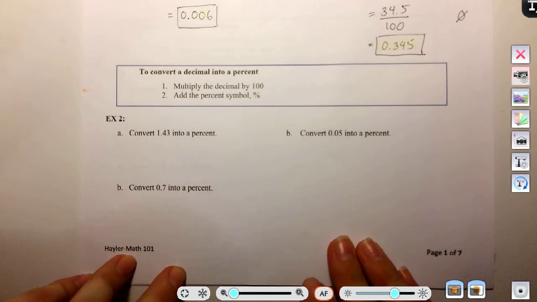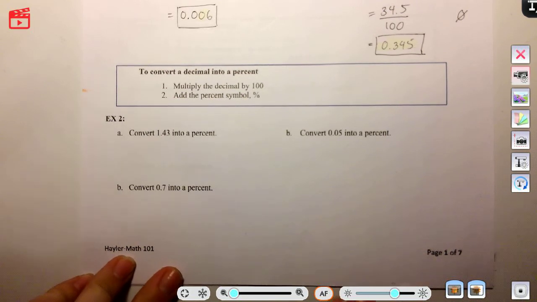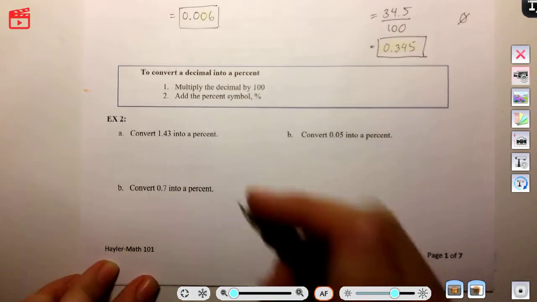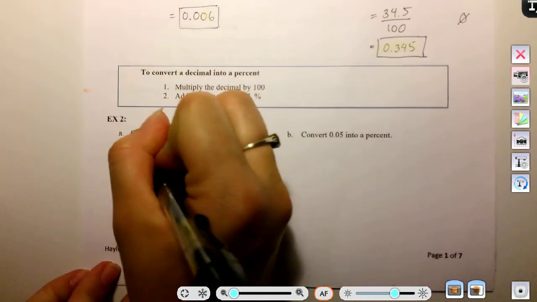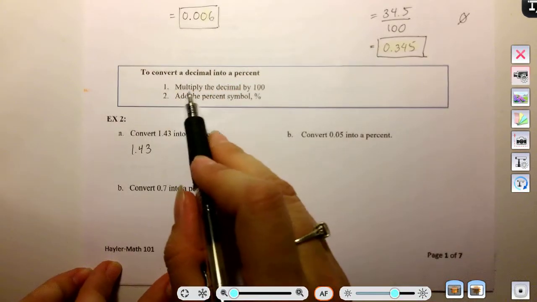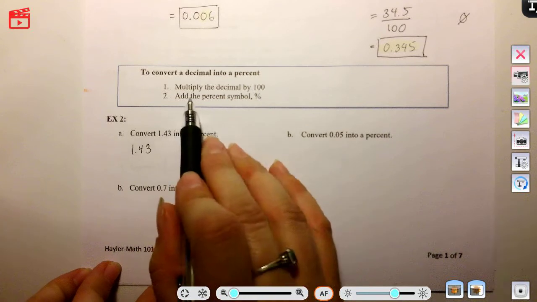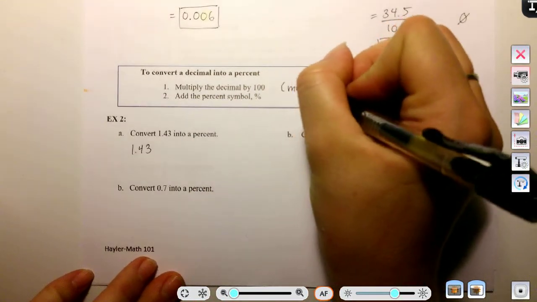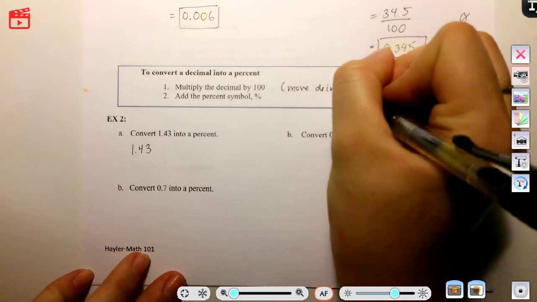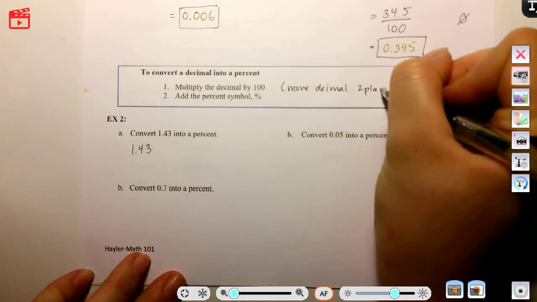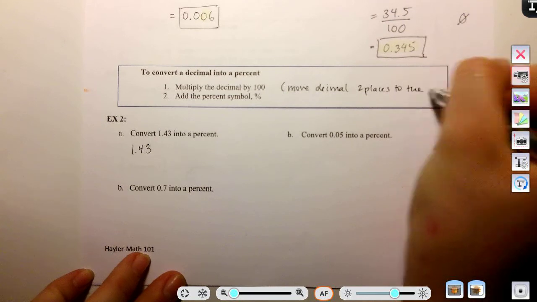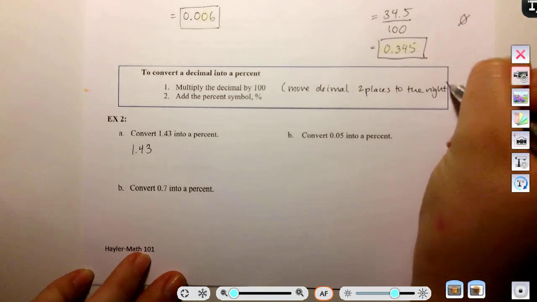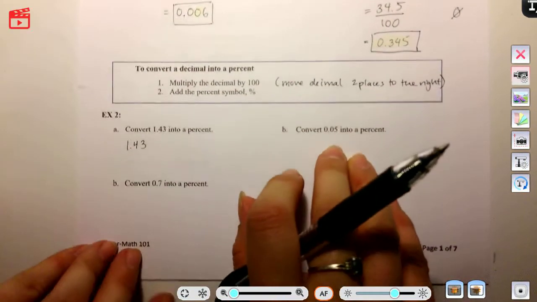Now we're going to convert a decimal into a percent, the exact opposite direction. All right, so we have our decimal, 1.43. What is our plan? Multiply the decimal by 100. Now, when you multiply a decimal by 100, what happens is you move the decimal 2 places to the right. Because remember, we're going the exact opposite of what we did here. We're going in the reverse direction now.